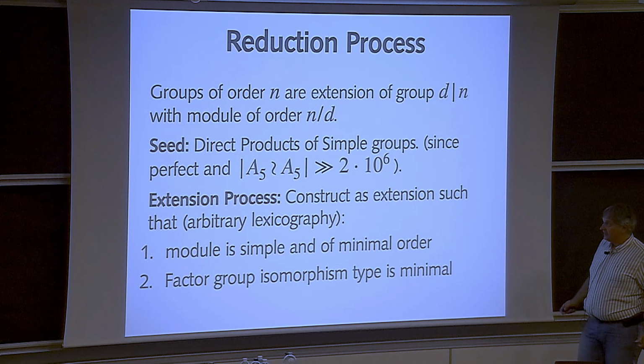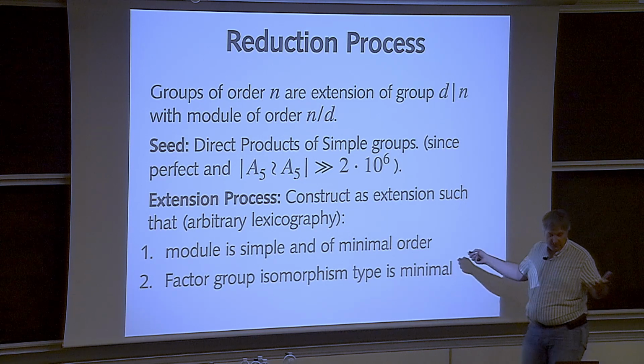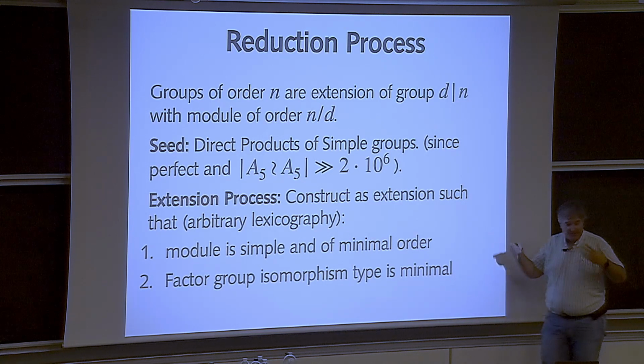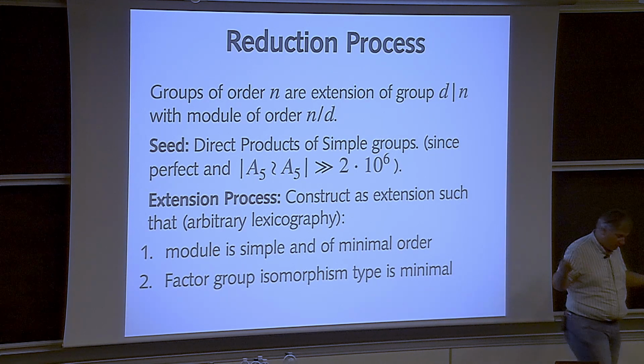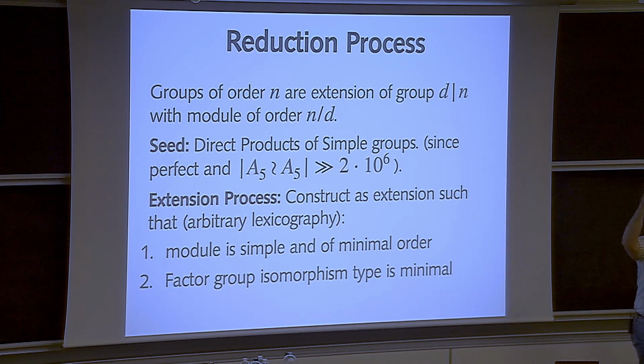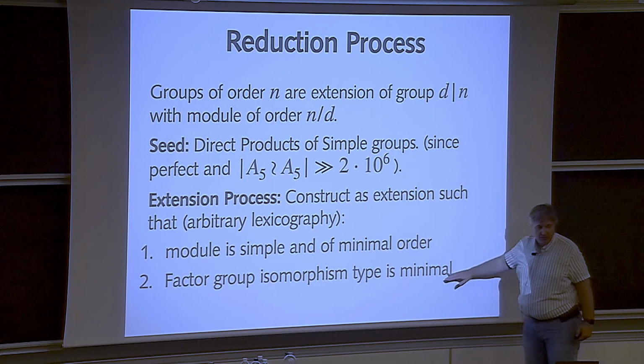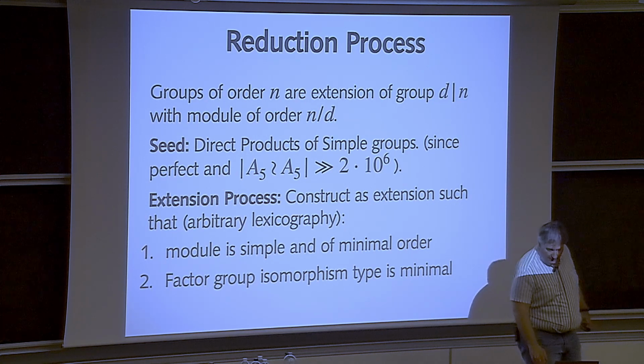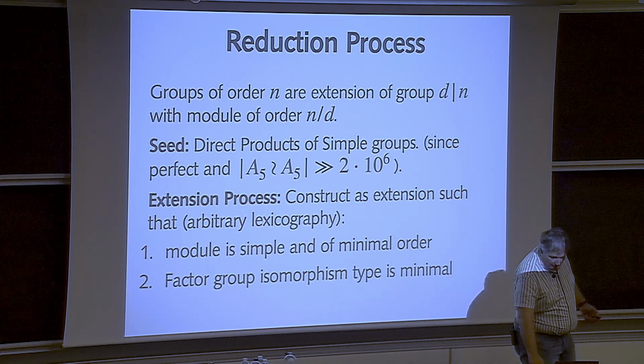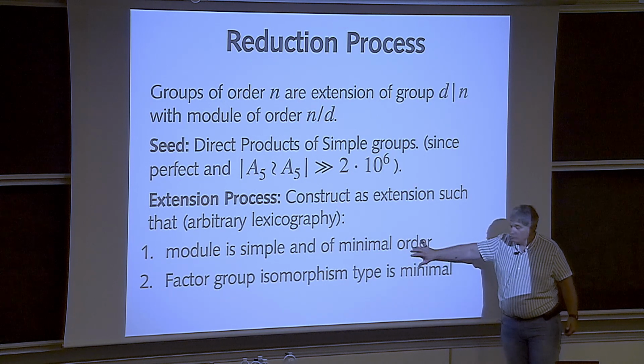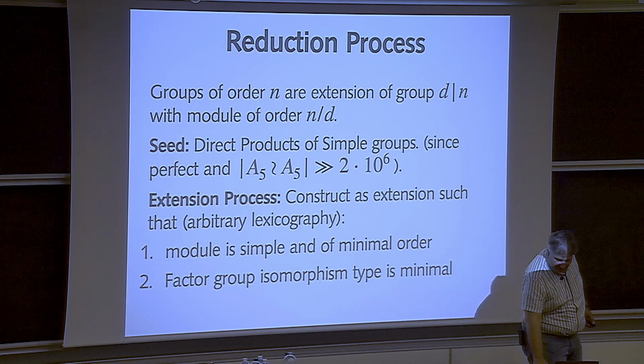I want that the type, for all possible minimal normal subgroups of the extension of the smallest order, the factor group, which will also be a perfect group, will have some isomorphism type. It will be isomorphic to some group in the list I had before, which comes from my previous step, so that this type is minimal. Yeah, so that's there to reduce isomorphism tests.